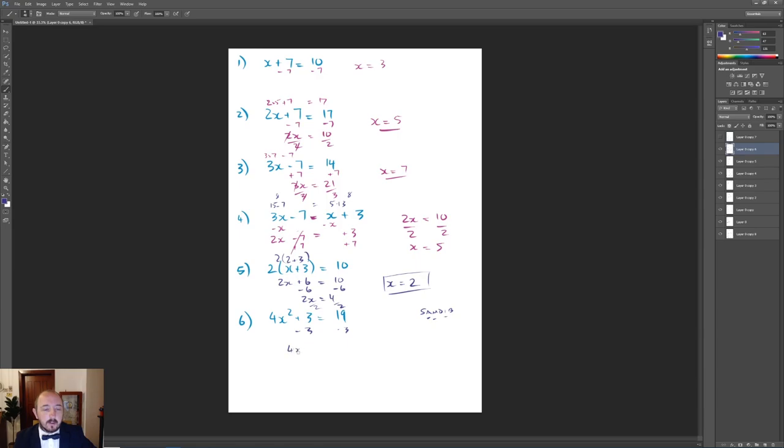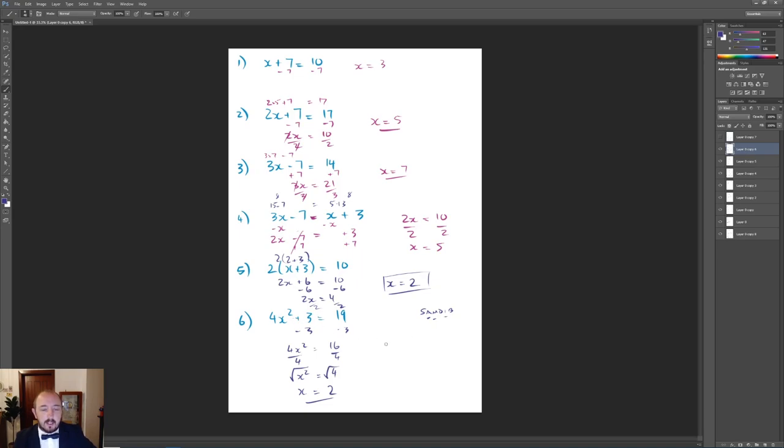We get 4x squared equals 16. We're going to then divide by 4 on both sides to get x squared equals 16 over 4. And then we're going to square root both sides to get x equals 2.